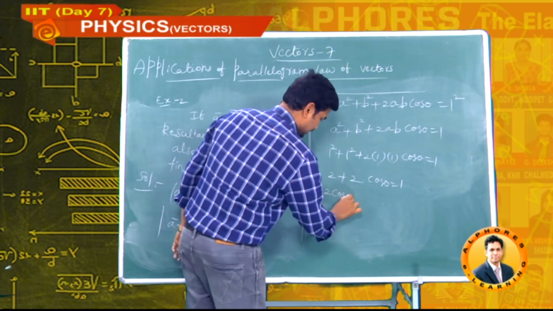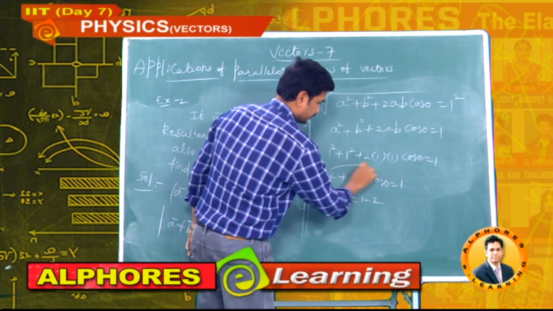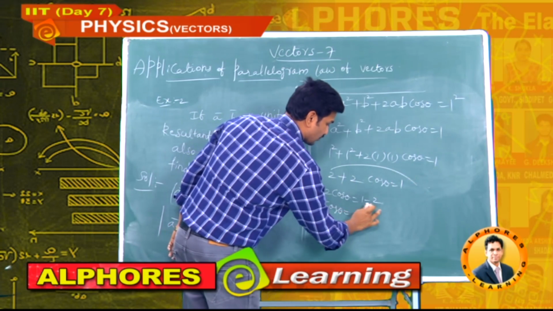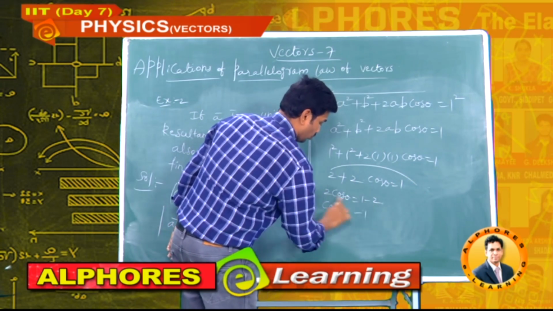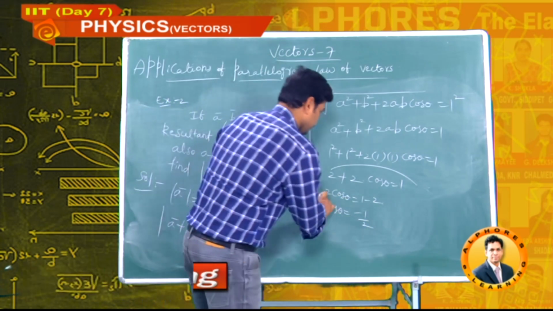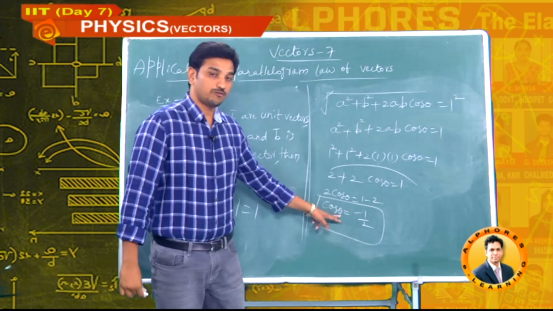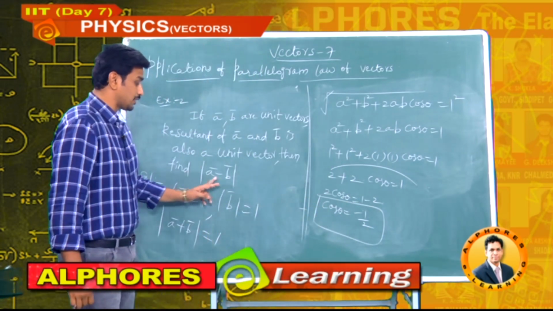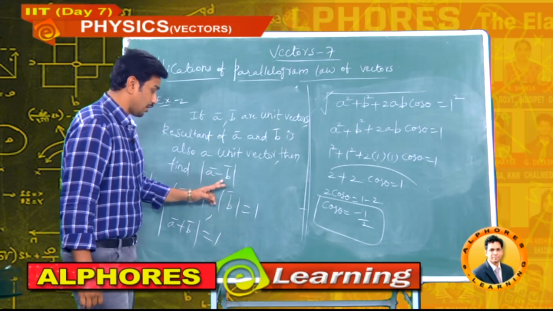2 cos theta is equal to 1 minus 2. Now cos theta is equal to minus 1 by 2. You know that cos theta value is minus 1 by 2, so theta value is 120, that you know. Yes. Now but they are asking mod of a bar minus b bar. How to calculate mod of a bar minus b bar?